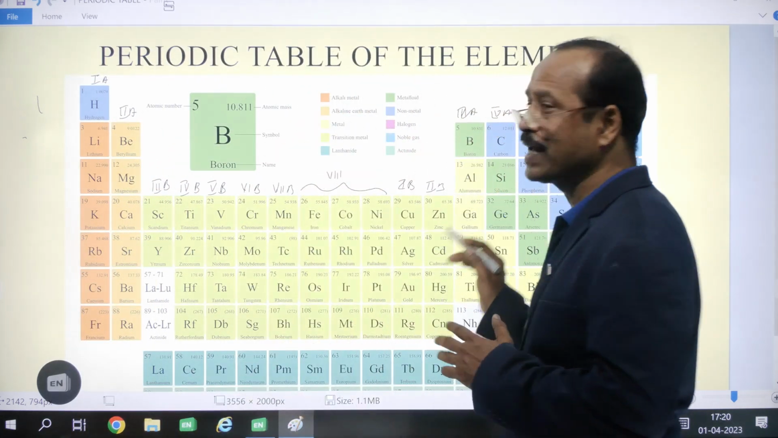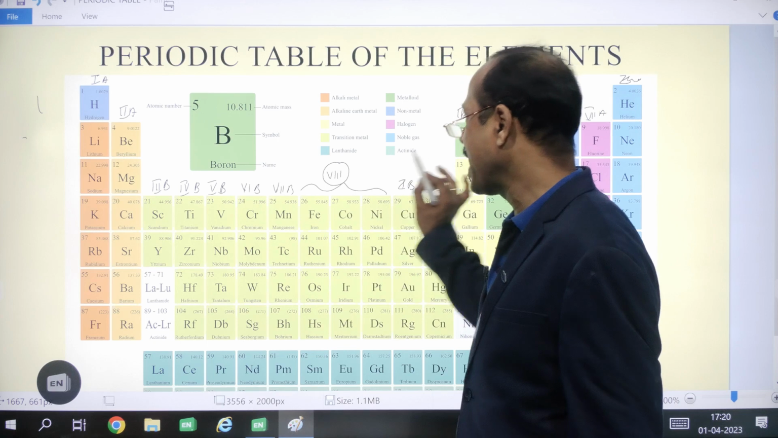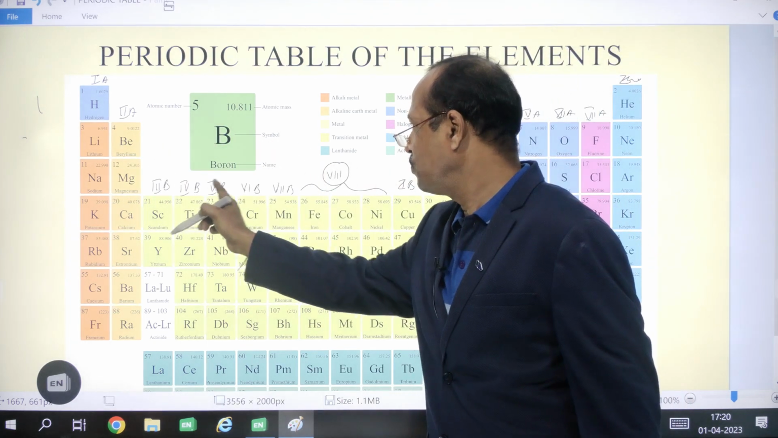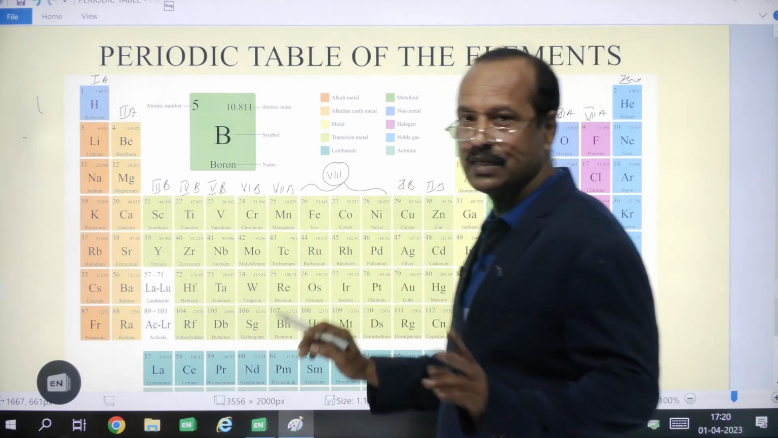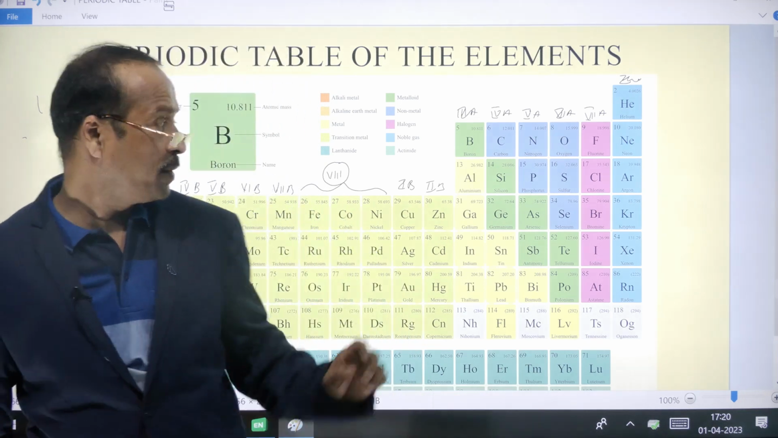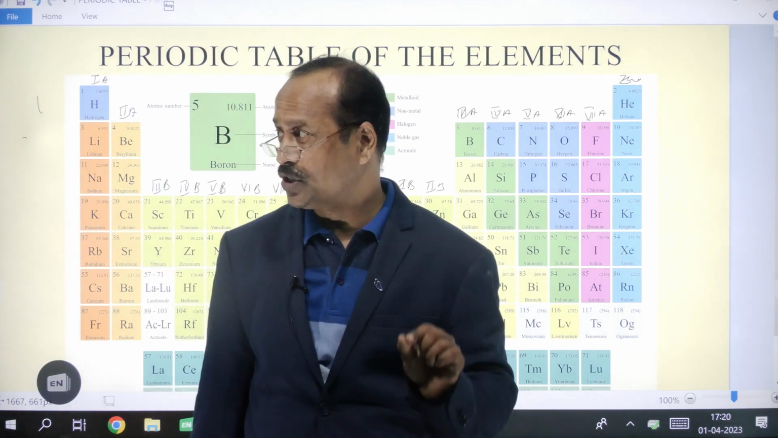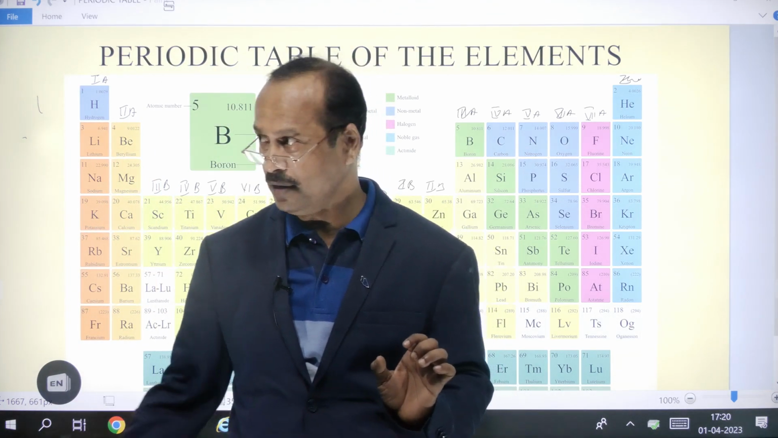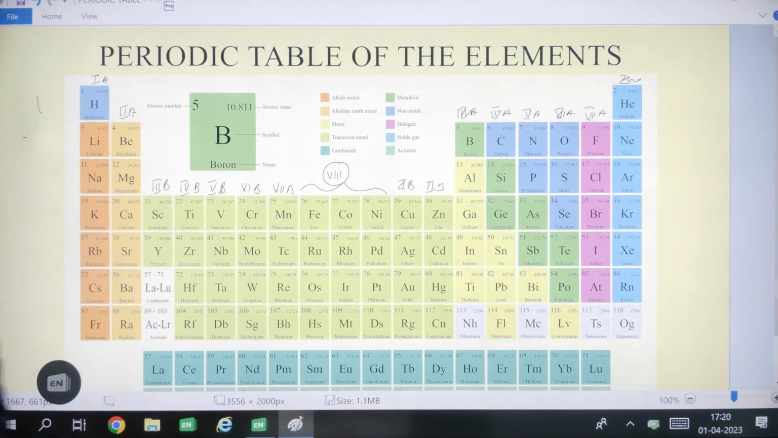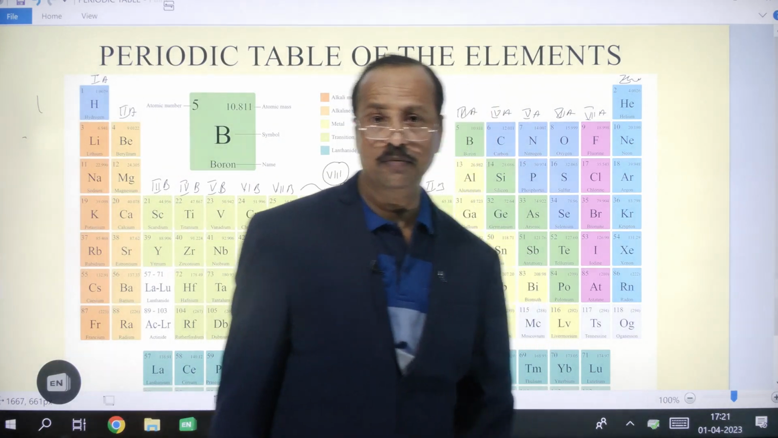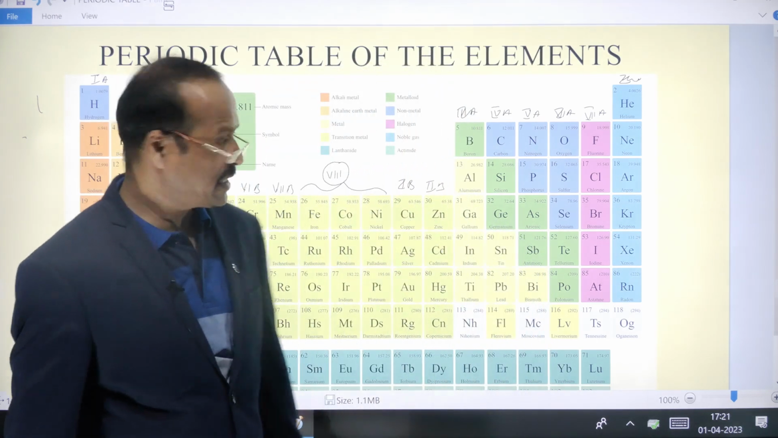So from this, the maximum oxidation number exhibited is how much? 8. See here, 8 is the maximum number. Anywhere there is 1, 2, 3, 4, 5, 6, 7, 8, and 1, 2, 3, 4, 5, 6, 7, 0. So 8 is the maximum number. In the periodic table of 118 elements, the maximum oxidation number exhibited by any element is 8 only, not more than that. Clear?